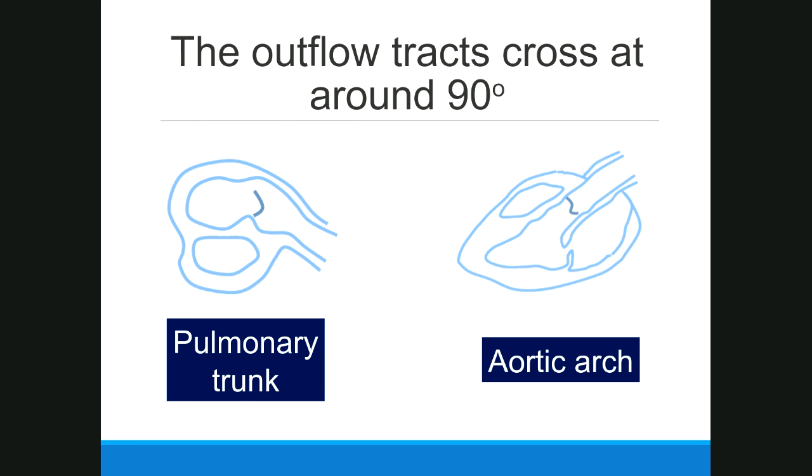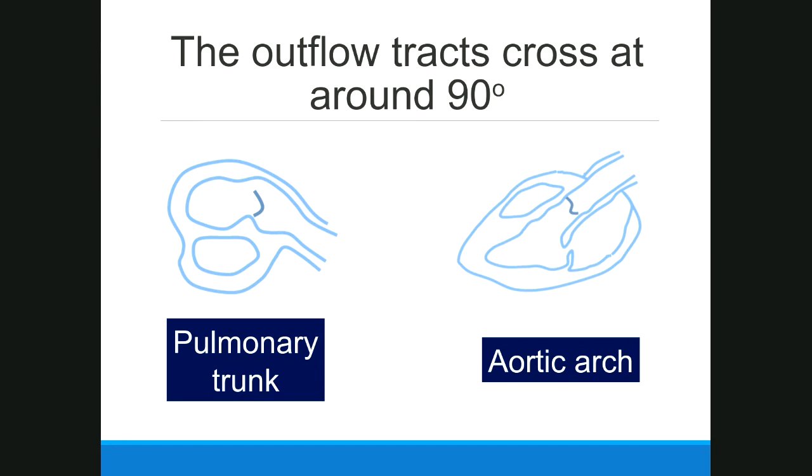As if I haven't said it enough already, the outflow tracts cross each other at 90 degrees. So this is the origin of the pulmonary artery out of the right side of the heart. So think about it like this. The pulmonary artery is going to come out and go this way. If we had this image down over here to be the left side of the heart, the aorta is going to come out and go this way. Let's see if I can draw it.